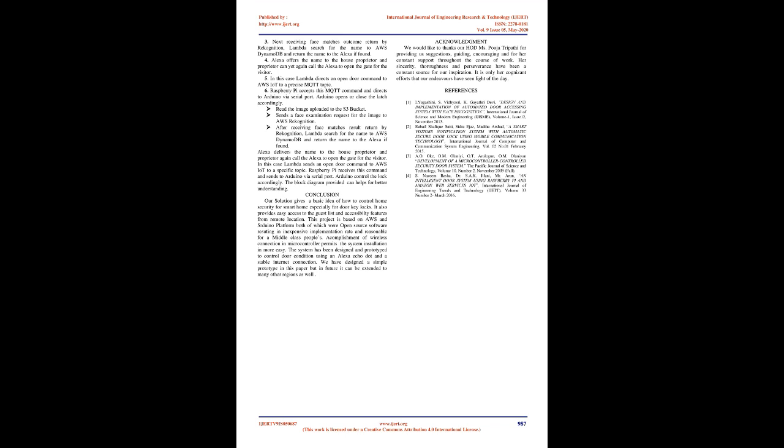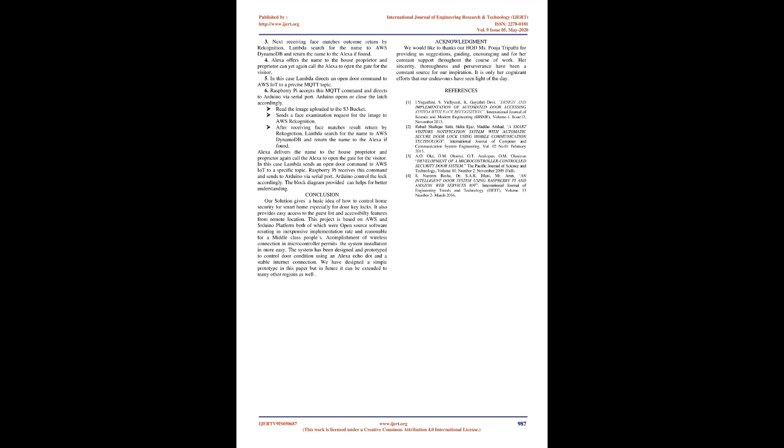4. Alexa tells the name to the house owner and the owner can again call Alexa to open the gate for the visitor. 5. In this case, Lambda sends an open door command to AWS IoT on a specific MQTT topic. 6. The Raspberry Pi accepts this MQTT command and sends it to the Arduino via serial port. The Arduino opens or closes the latch accordingly.